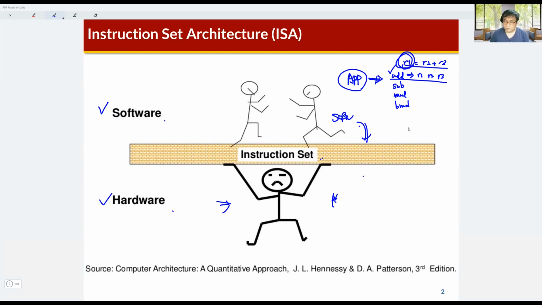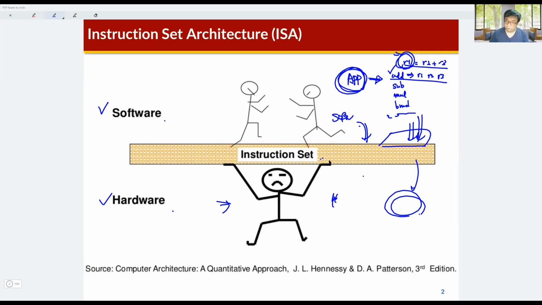So that is also a block, and software does not see this hardware. The hardware is lifting up the plate of this instruction set. So actually this hardware does not need to understand the application or the high-level software. The goal of the hardware is to generate the correct results defined by this instruction set.